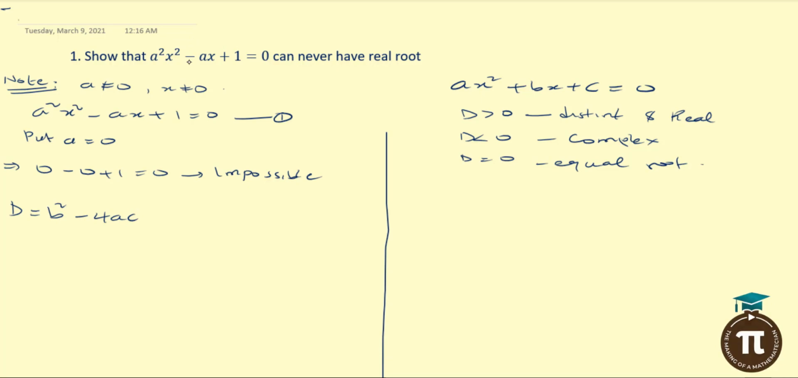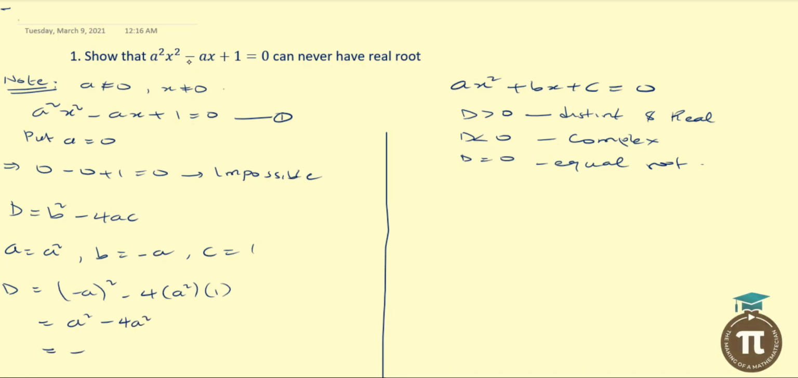In this question, our a is actually a², that's the coefficient of x². b is negative a, that's −a, and c is equal to 1. So D is equal to b², that's (−a)², minus 4a² multiplied by 1, and this will give me a² − 4a². a² − 4a² will give me negative 3a², which will always be less than 0.